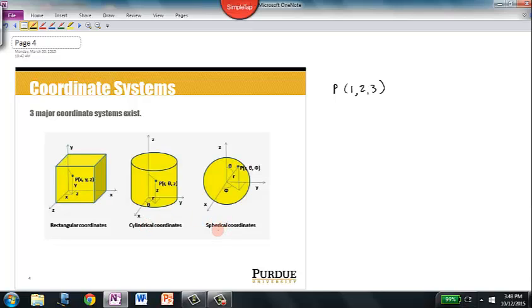Cylindrical and spherical coordinate systems are not as common as the Cartesian or rectangular coordinate system, but they're often used to make mathematical calculations in electrostatics, magnetostatics, and antennas. They're just easier to perform in one of these other coordinate systems than they are in rectangular. So we'll use them largely as a method to make our math a little bit simpler.